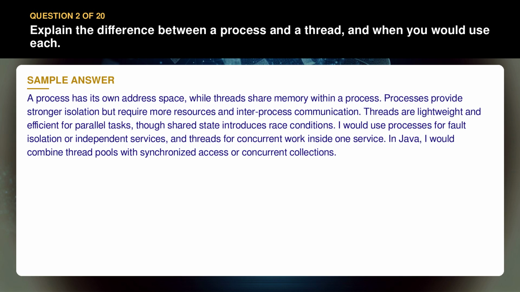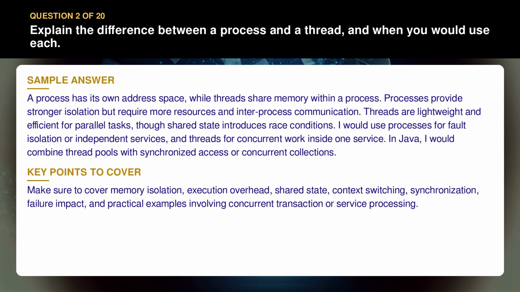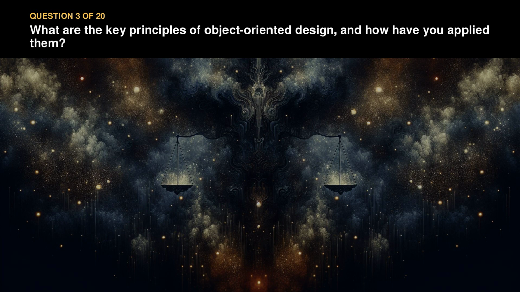I would use processes for fault isolation or independent services, and threads for concurrent work inside one service. In Java, I would combine thread pools with synchronized access or concurrent collections. Make sure to cover memory isolation, execution overhead, shared state, context switching, synchronization, failure impact, and practical examples involving concurrent transaction or service processing.